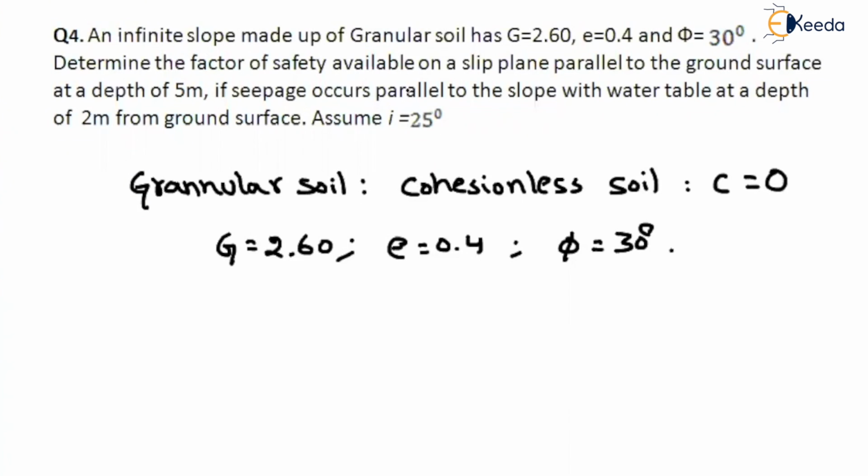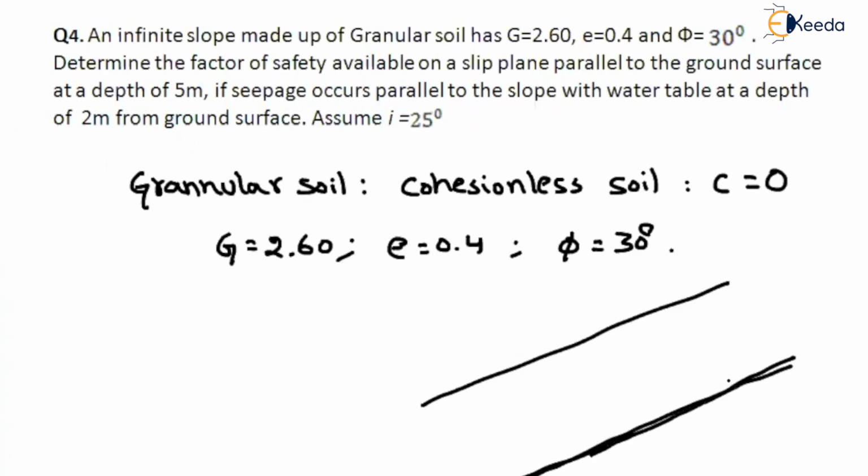determine the factor of safety available on a plane parallel to the ground surface at a depth of 5 meters. That means if you draw an inclined infinite slope, you have to find the factor of safety on a plane. Let us say this is parallel to the surface, at a depth of 5 meters from the ground surface. So on this plane, you have to find what is your factor of safety acting on that plane.